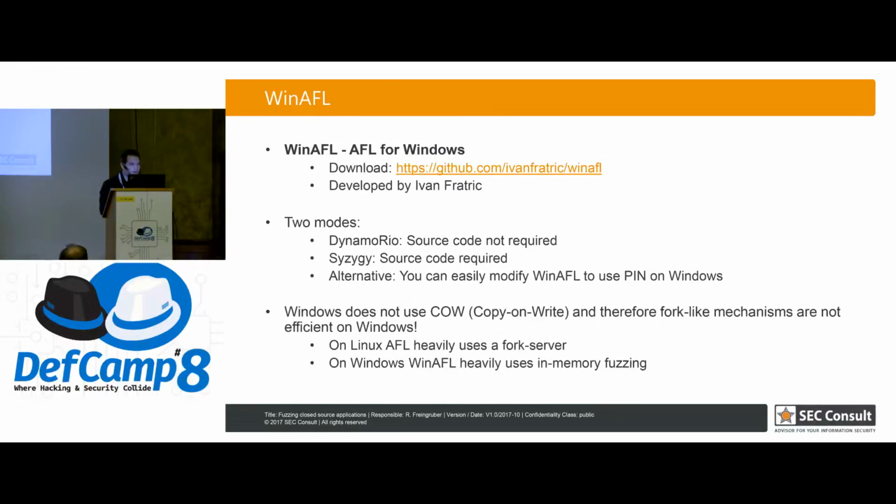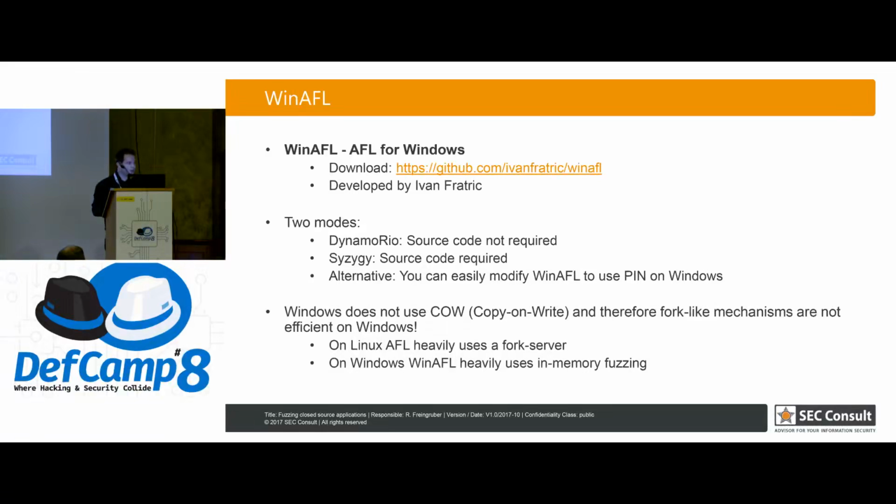And I'll come to WinAFL. So I was talking about AFL. AFL can be used on Linux, but if you want to do fuzzing on Windows, you can use WinAFL, which is a Windows fork of it. It was developed by Ivan Fratric, and it has two different modes. The first one is with DynamoRIO, so you can use this mode without source code, for closed source applications. The second mode, which was added later, is SyzyAFL, which you can use if you have source code. So if you have source code, you should use the second mode. And you can also implement Pin with it in, I don't know, 1 hour or something like that, which is really trivial.